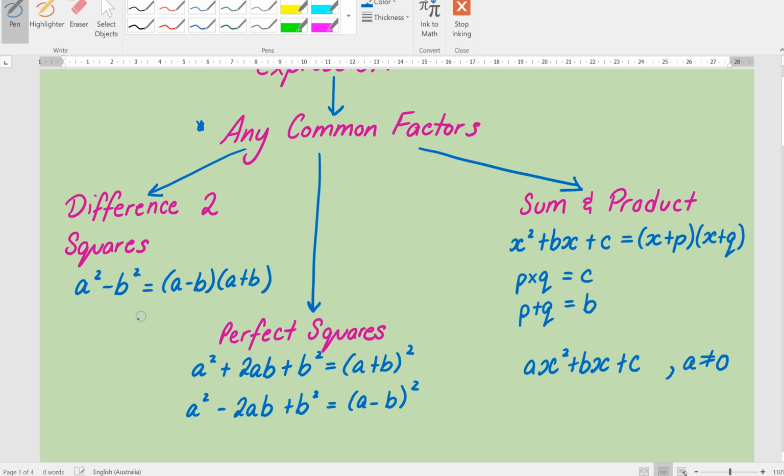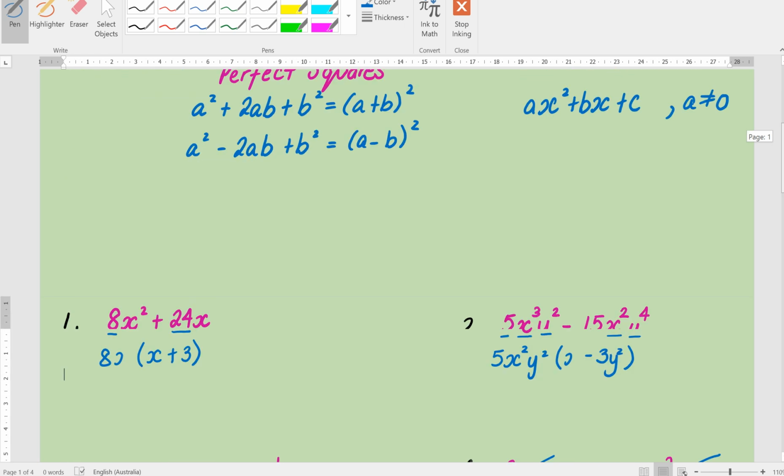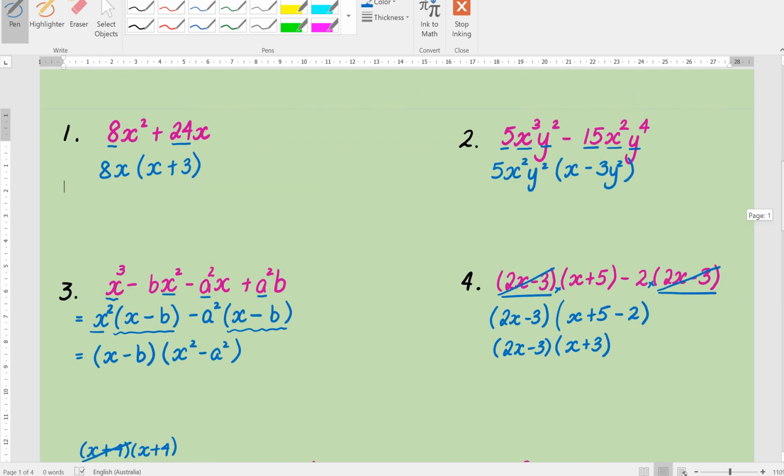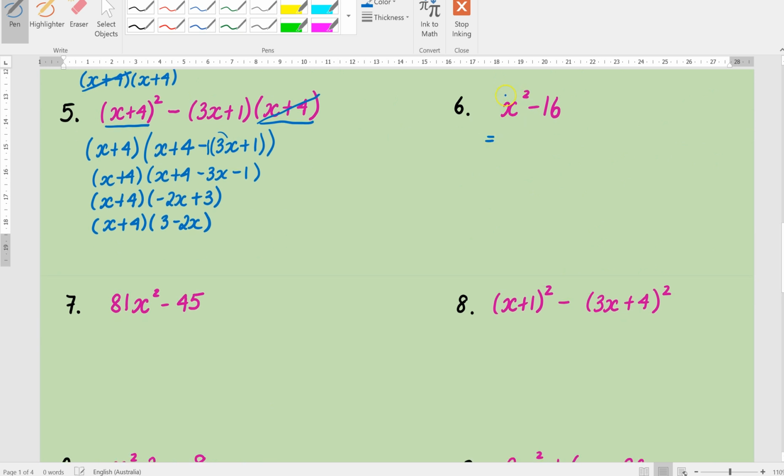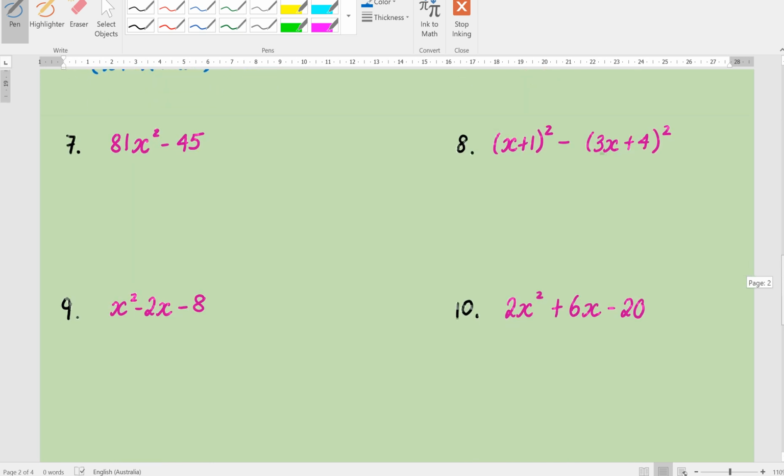So let's give that a whirl. And I'm hoping these are familiar to you. So what we can do here is say, well, what's the square root of x squared? Well, that would be x. And what's the square root of 16? 4. So we go x take 4, x plus 4. And using your brilliant expanding skills, I'm sure you can check that expansion to see that you get this. All good? Carry on. We go to the next one.